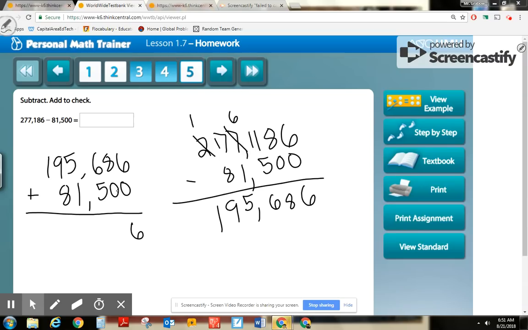So you get 6, you get 8. 6 plus 5 is 11. I got to regroup. Looking pretty good so far, right? 6 plus 1 is 7. 9 plus 8. Well, 10 plus 8 is 18, so 9 plus 8 is 17. Regroup, and then I have 2. 277,186. But we're good. So now I got to put in the answer. My subtraction is 195,686.